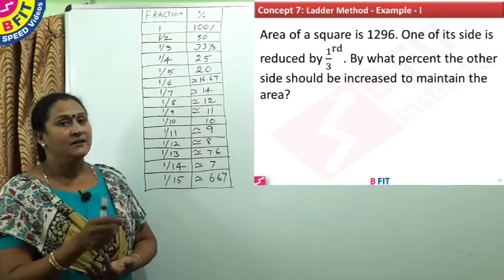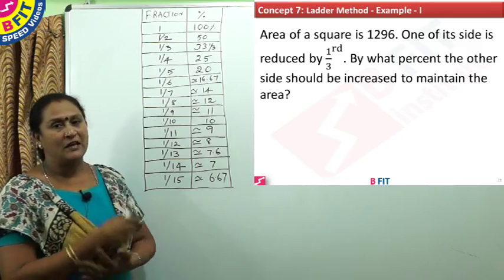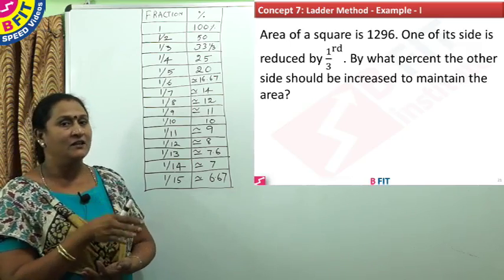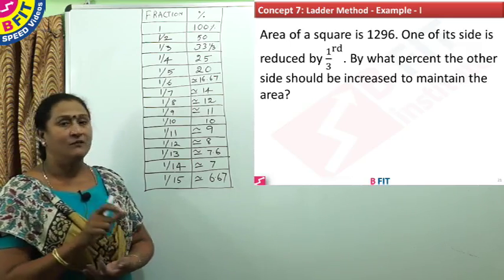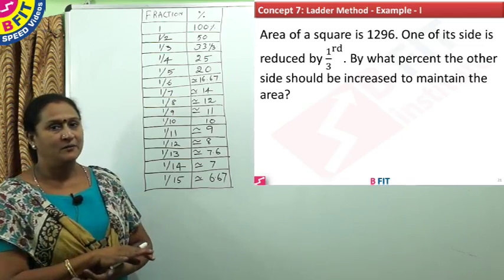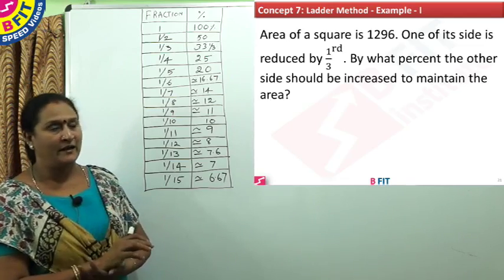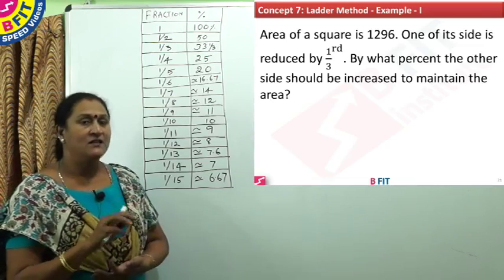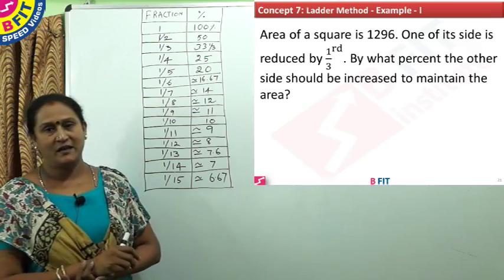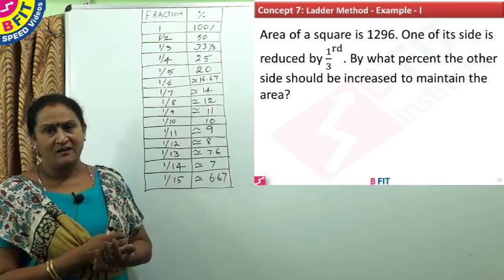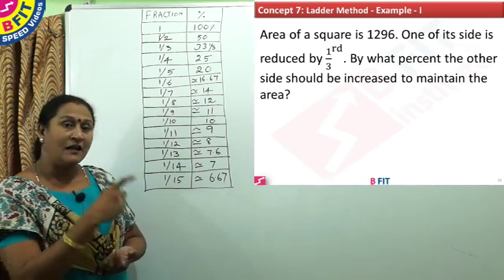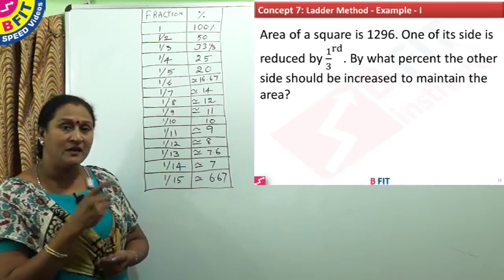So it is 36. It is reduced by 1/3. The side 36 is reduced by 1/3, which means 1/3 of 36 is reduced and one side becomes 24. Now it will become a rectangle, but its area should be maintained. By what percent should the other side be increased to maintain the same 1296 area?